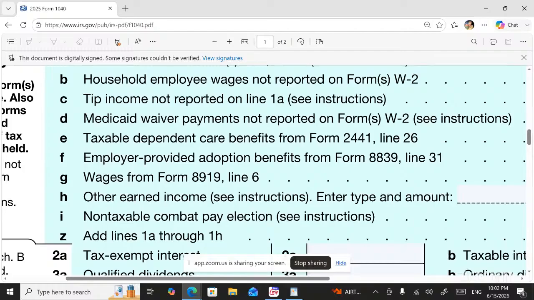Now coming to 1F, it is also a very important point. Employer provided adoption benefit. So the American government is encouraging people to adopt orphans.